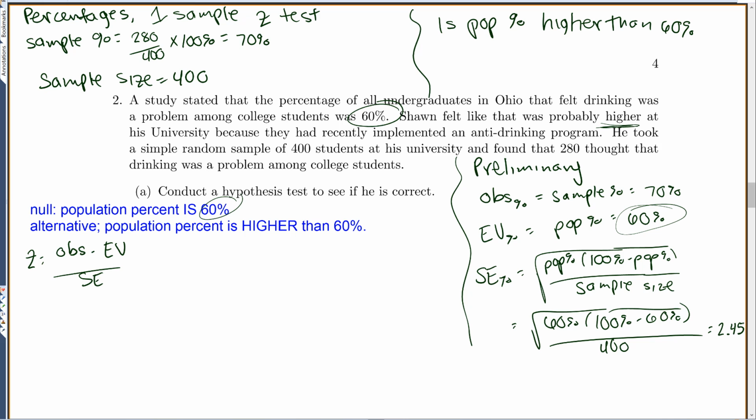2.45. Make sure you don't forget to do the square root. I forgot that several times when I was making keys this week. It's an easy thing to forget, so make sure you do that. Make sure you're always double and triple checking your work for everything you do on exams. Okay, now I've done my preliminary. My observed percent was 70%. My expected value for my percent was 60%. And my standard error for the percent was 2.45. If I put this into my calculator, I get 4.08.